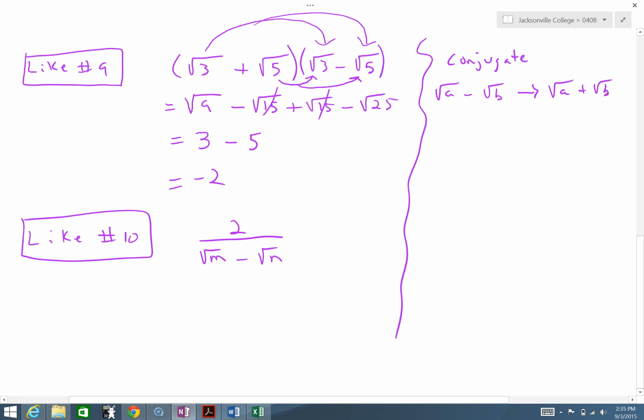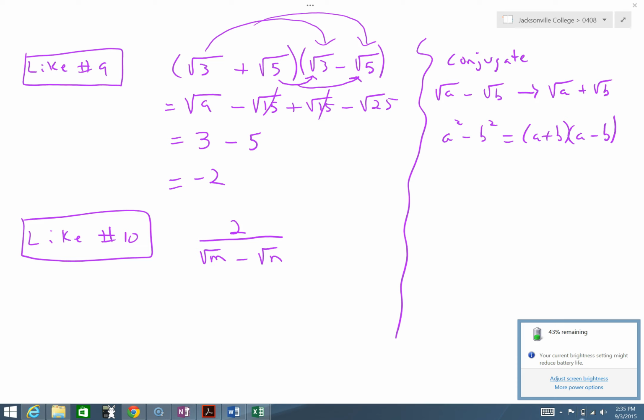Why? Well, you may remember from our difference of two squares, our factoring lecture, when I have a squared minus b squared, that factors into a plus b, a minus b. Because a times a is a squared and b times minus b is negative b squared. Well, the middle term cancels. Positive ab and negative ab cancels, so we just have this term.